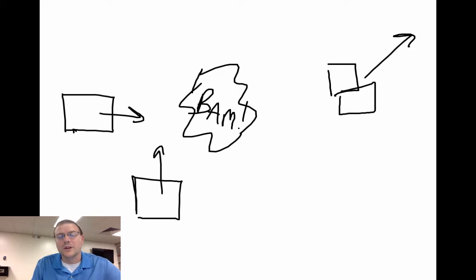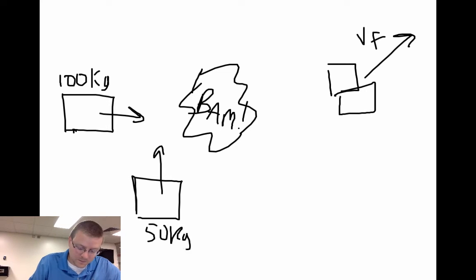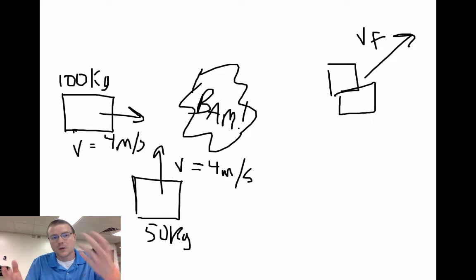So here's our scenario. We've got one car moving to the east, one car heading to the north, and they collide and hit and stick together. The question is, what is their V final when they head off in this direction? So let's give some values. Okay, so in looking at this, we've got the big car at 100 kilograms, the small car at 50 kilograms, but they're both going the same velocity.